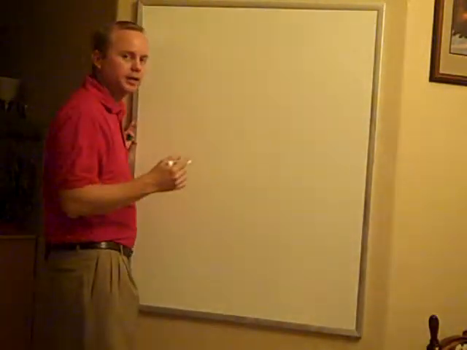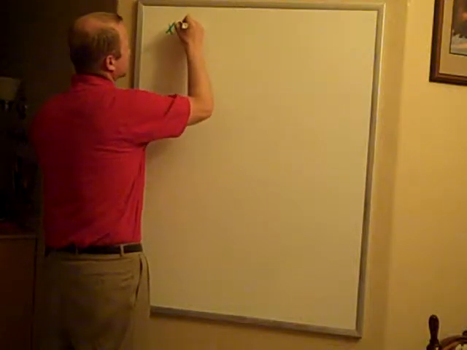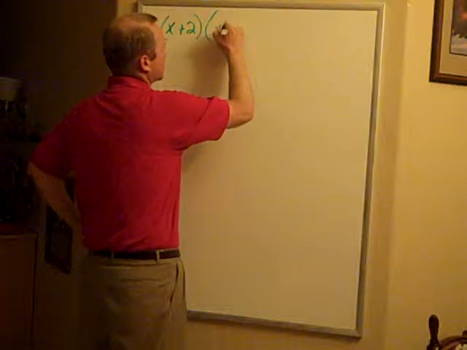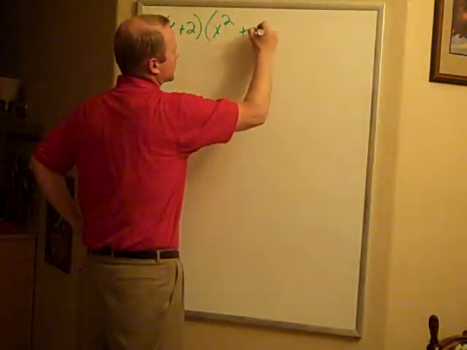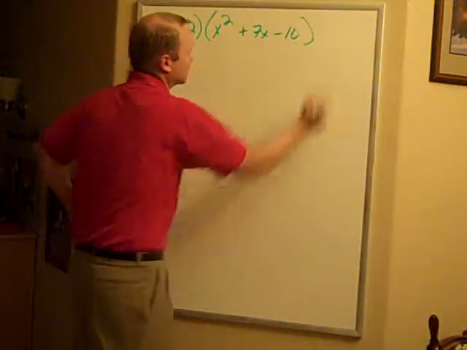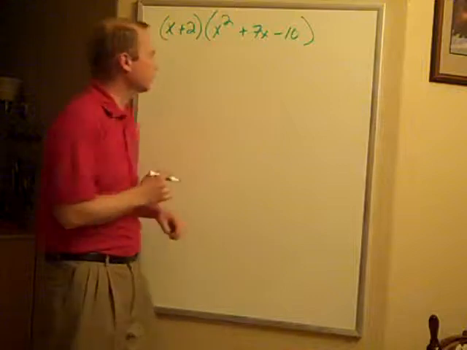If we took one that had, instead of having a monomial in front, we'll have a binomial. So we're going to go x plus 2 times x squared plus 7x minus 10. Okay, now this is the same principle. We're going to be distributing this all the way through.